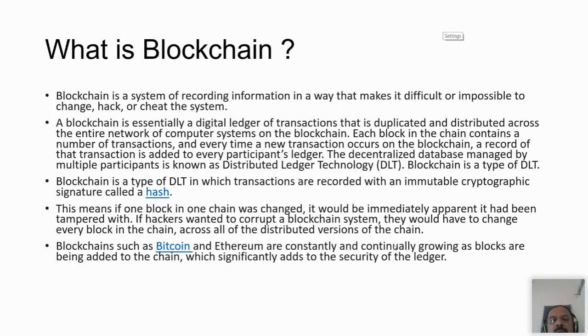Probably everyone would be having a ledger in our house. Earlier days we used to write any credit and any debit. Suppose I buy something or we get some money from someone, we used to write it in a sheet of paper. Later on we used an Excel sheet to record those transactions. Nowadays there are different apps available where we record information related to transactions, right? So blockchain is a system of recording information in a way that makes it difficult or impossible to change, hack or cheat the system.